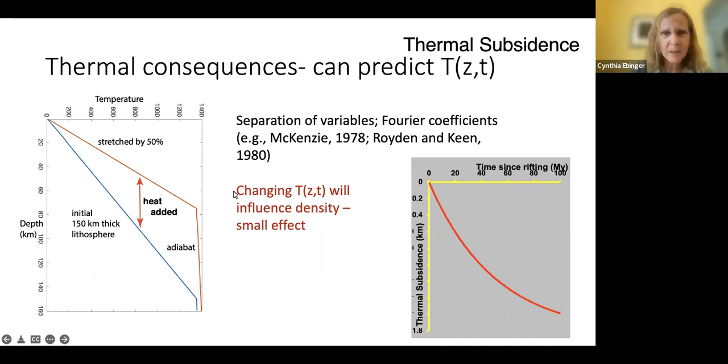So there are many papers since the late 70s, and yes, we can predict T of Z and T over time, and you may have done this as an exercise in a class. Well, changing the temperature will change the density. And these are relatively small amounts, but we can't neglect them because the mantle lithosphere might be 100 kilometers thick. If we have a 150 kilometer thick plate, a 40 kilometer thick crust, we've got 110 kilometers of mantle. So a small change over that kind of thickness could lead to some significant forces on the plate. So we start with the thermal and break down this problem in that way.